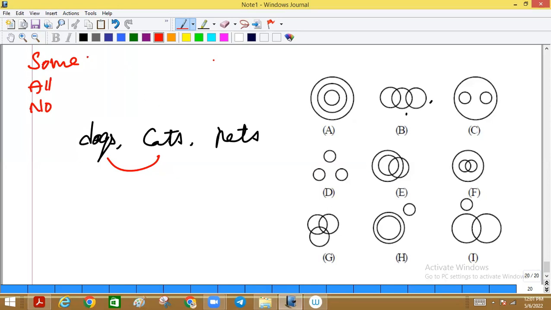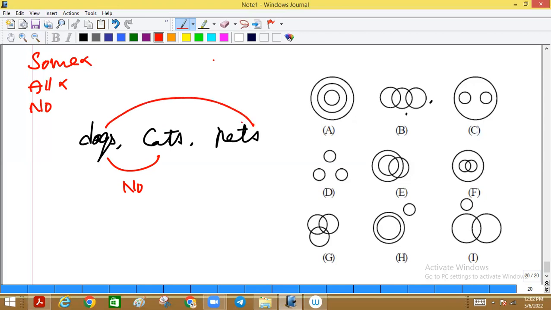So some is eliminated. Can I use all dogs are cats or all cats are dogs? Can I use that? No. Then what's the relation here? No is the relation, because no dog is a cat. Cats are different, dogs are different. These are different animals. So no relation. Okay, that one is no. Now come to the next one.